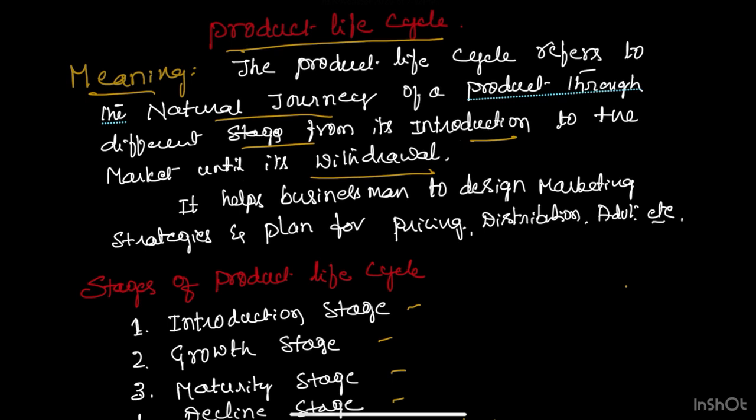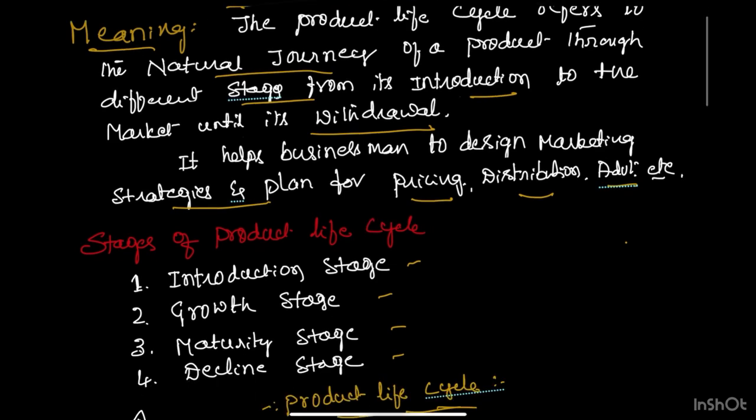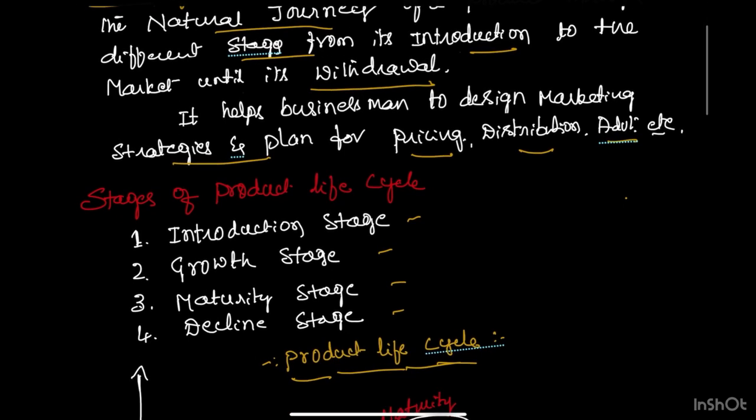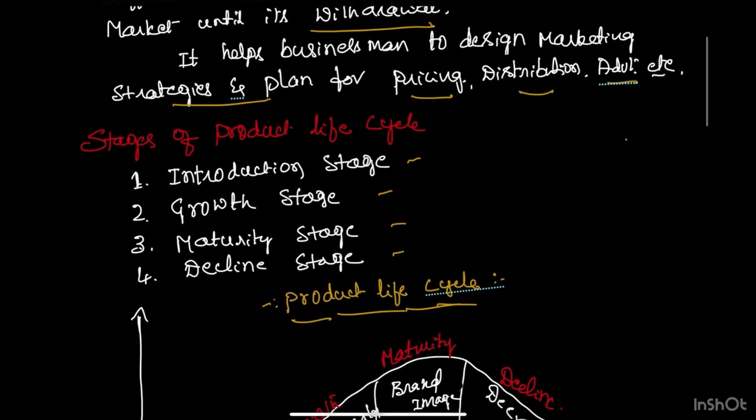A businessman has to understand the different stages of the product so that he can have a proper plan to design the marketing activities, maybe packing, pricing, distribution, advertisement, promotion. For all this, he has to make a proper plan by knowing the stage where the product is in the market. Which are the different stages of the product?